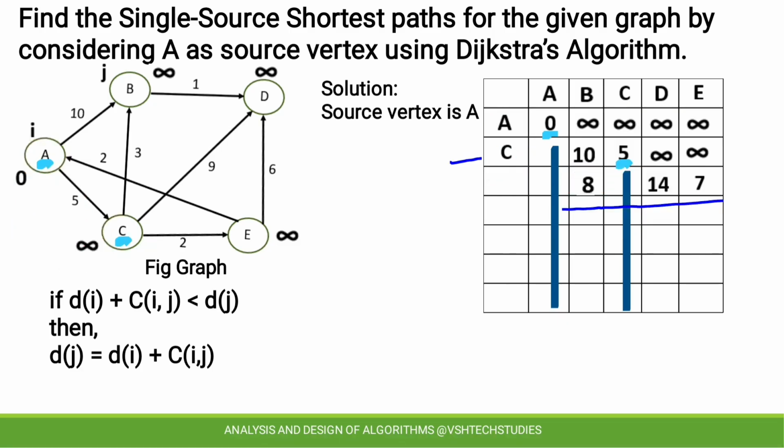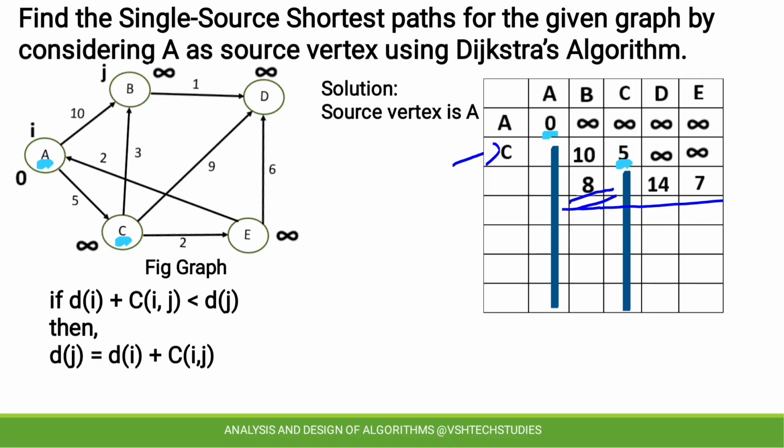So for C node, B is the neighboring node. So distance of B is distance of C plus connecting weight. Distance of C is 5. 5 plus 3 is 8. 8 is less than this infinity. Hence it should be updated with 8. So that is what is written here.